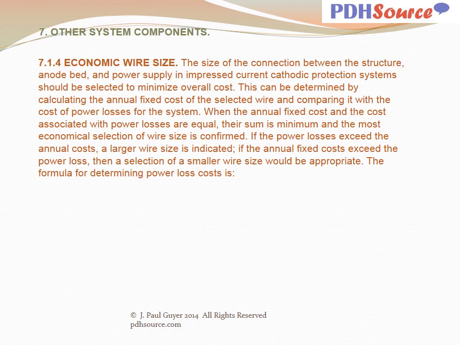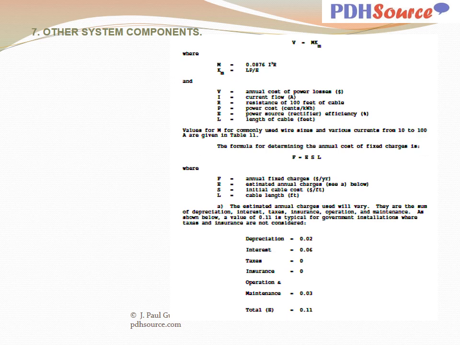This can be determined by calculating the annual fixed cost of the selected wire and comparing it with the cost of power losses for the system. When the annual fixed cost and the cost associated with power losses are equal, their sum is minimum and the most economical selection of wire size is confirmed. If the power losses exceed the annual costs, a larger wire size is indicated. If the annual fixed costs exceed the power loss, then a selection of a smaller wire size would be appropriate. The formula for determining power loss costs is as indicated on this slide.